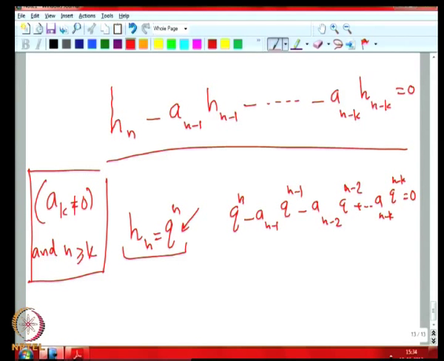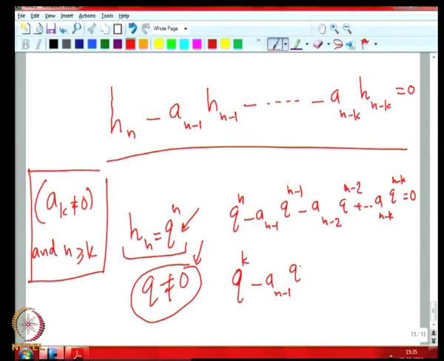You can cancel off q to the power n minus k. We are assuming that q is not equal to 0. We will select some q which is not equal to 0. So we can cancel q to the power n minus k. We get q to the power k minus a n minus 1 q to the power k minus 1 and so on, plus here a n minus k is equal to 0.